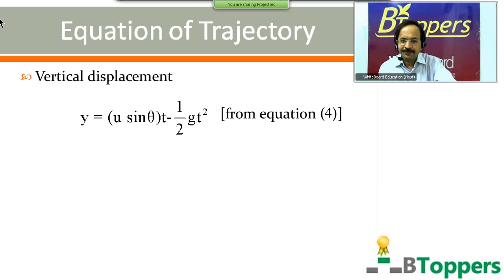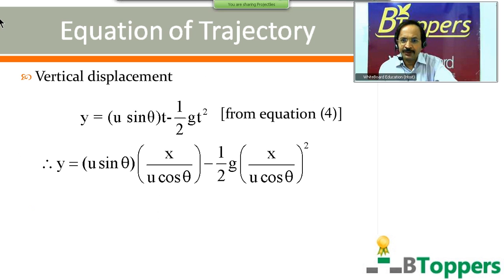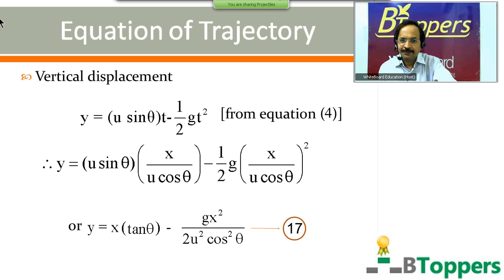Vertical displacement y is given by u sin theta into t minus half g t square, from the equation number 4 I have written earlier. You can substitute t equal to x by u cos theta in this equation to get the equation of the trajectory. That is, to get the equation of trajectory, you have to eliminate the time t from the equations for x and y. So substitute t equal to x by u cos theta.